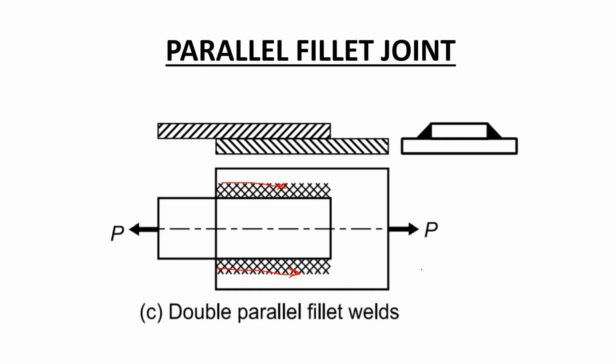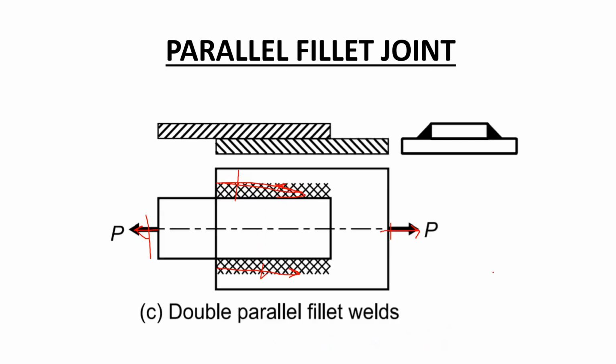Now, in case of parallel fillet weld, the load which is applied on the structure is parallel with the direction of the weld. You can see that these two lines are parallel. Similarly, these two lines are parallel. So, in case of a parallel fillet weld, the direction of the applied load is parallel to the direction of the weld. Whereas in case of transverse fillet weld, the direction of the load is perpendicular to the direction of the weld.